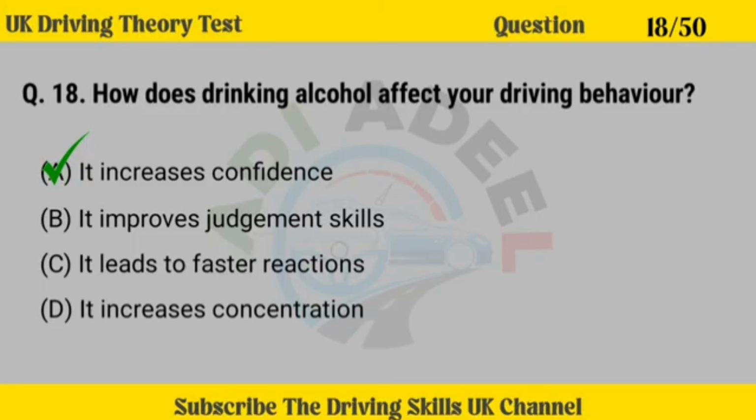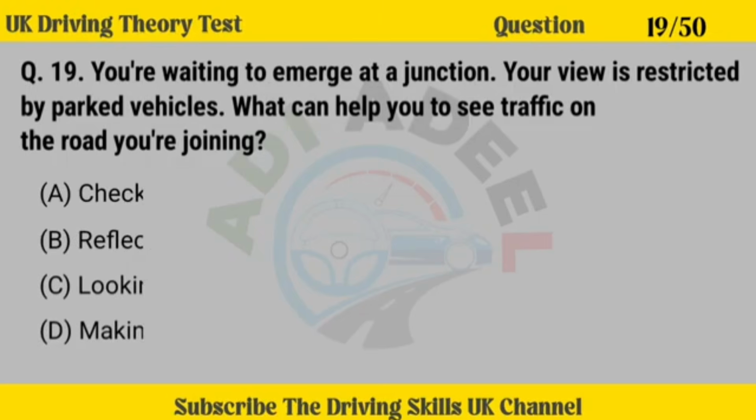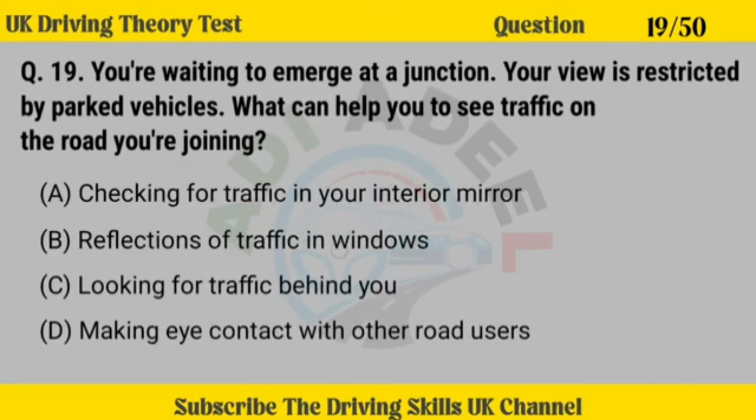The right answer is A. It increases confidence. Question 19. You're waiting to emerge at a junction. Your view is restricted by parked vehicles. What can help you to see traffic on the road you're joining? A. Checking for traffic in your interior mirror. B. Reflections of traffic in windows. C. Looking for traffic behind you. D. Making eye contact with other road users.